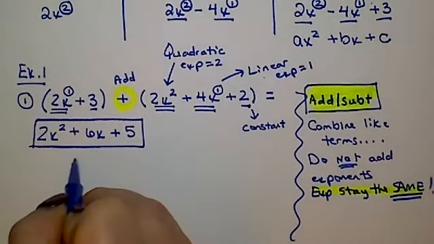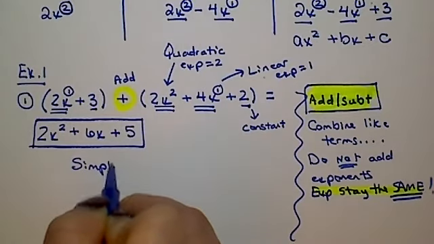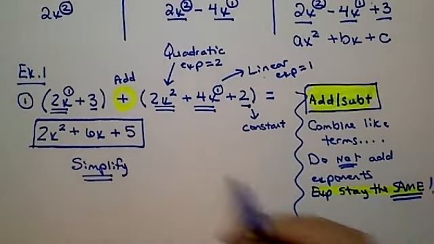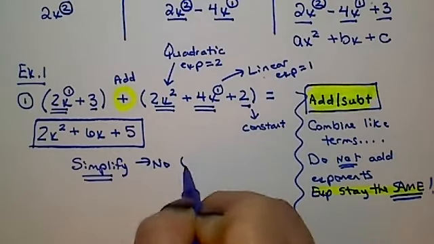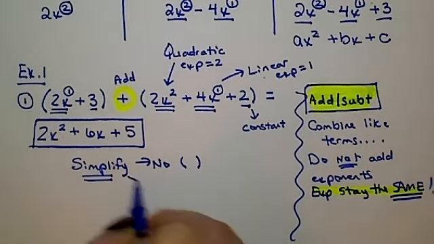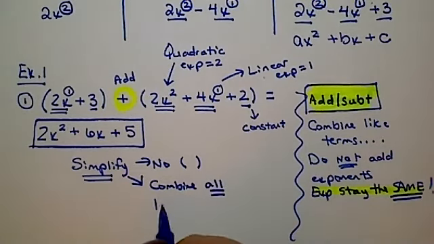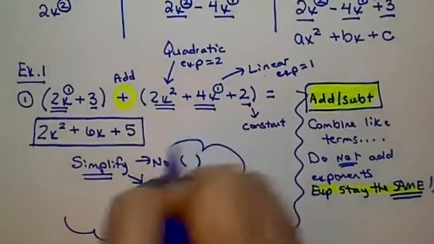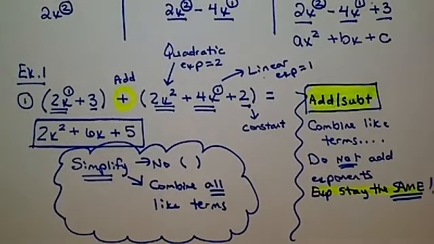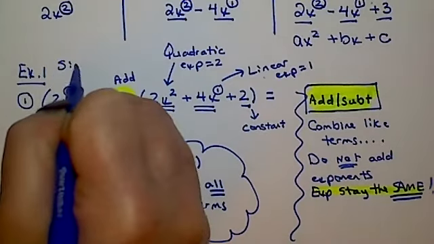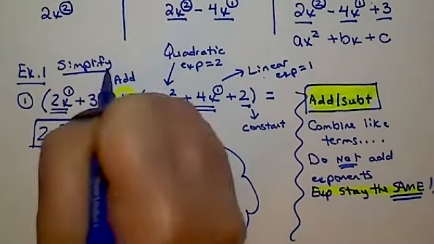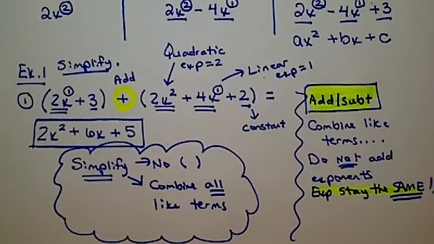Okay, so it is called in directions simplify. When it says simplify, you want no parentheses and you combine all like terms. Because when we start talking about factoring, factoring is when you break things apart.